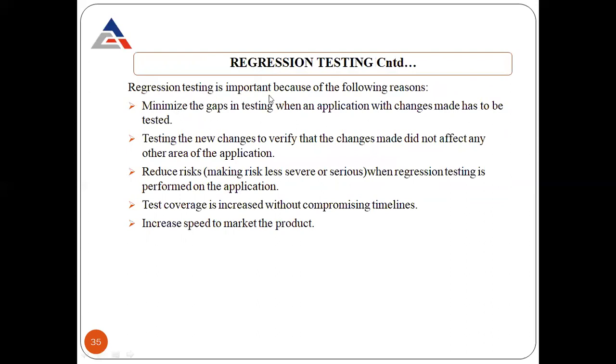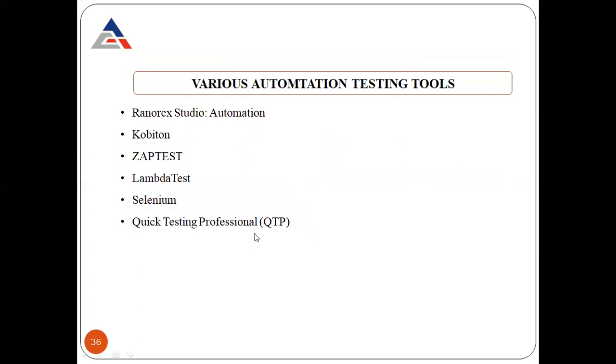It is important for the following reasons: it minimizes the gap in testing, tests the new changes to verify that they did not affect any other area, reduces the risk factor, and increases coverage without compromising the timeline. These are some of the tools used for automation testing, currently being used in the IT industry.